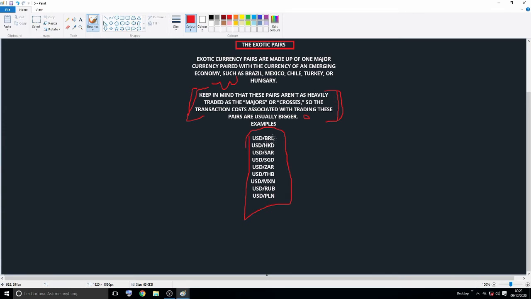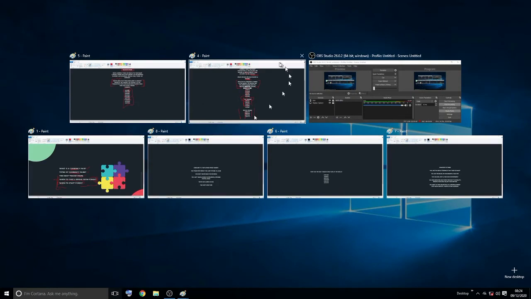They are hardly traded. I usually use USD as an example because it's the one that is familiar on this list. But the rest, USD PLN, I know this one means Mexico, this one means Brazil, some of this I don't know, but they are not as traded as majors and crosses. So they come with a higher spread. Let's continue.